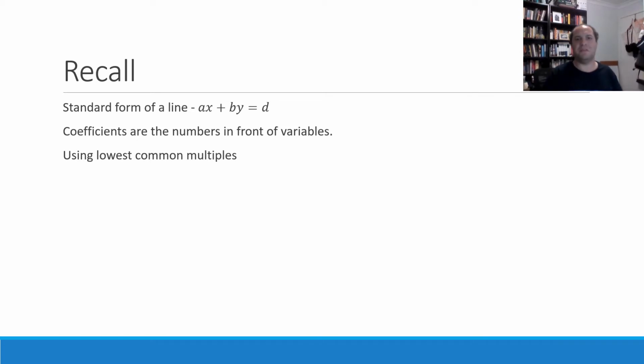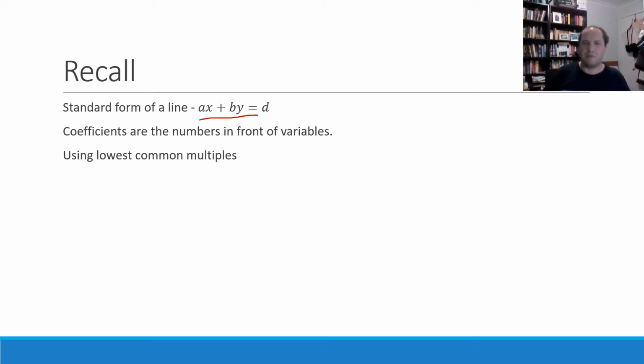Now some things you'll need to know as we think about solving equations by elimination. First of all, we're going to be using a lot of lines in standard form, so remembering that this is the way that we express lines in standard form. A good thing to remember as well is that coefficients are the numbers in front of variables.